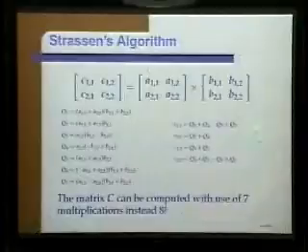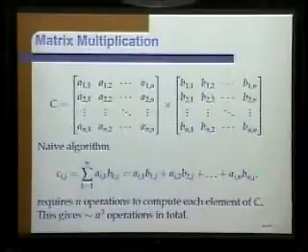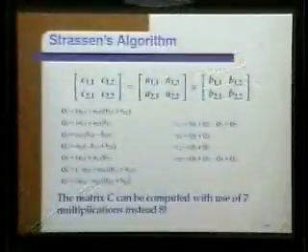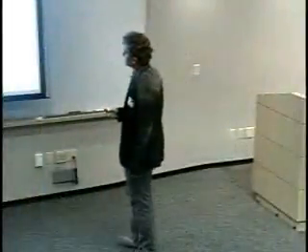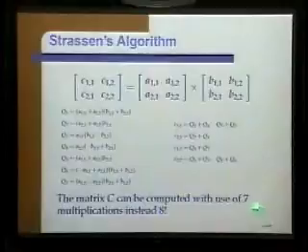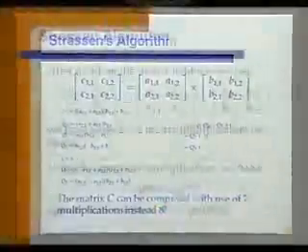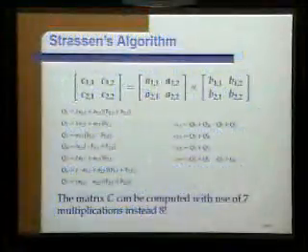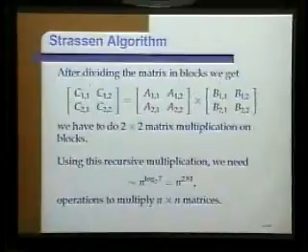The idea of making matrix multiplication faster is to divide the matrix into some blocks and do some smart calculation, like reordering of the multiplication, summing and subtracting. If you do such a thing, then you see that the matrix C can be computed with 7 multiplications instead of 8. And if you apply this idea recursively, then you get an algorithm that can multiply matrices faster than n cubed.